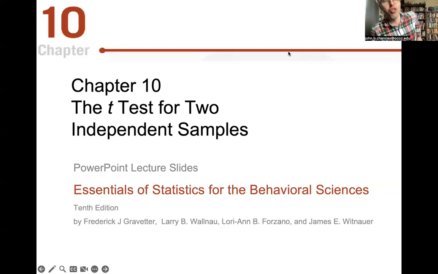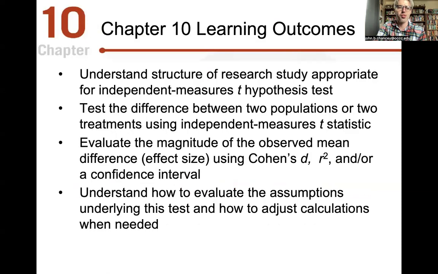Hey class, welcome back to Behavioral Statistics. We are moving into our 10th chapter of the course. This is kind of part two on t-tests. We looked at the basics of t-tests in chapter 9. We'll look at independent samples for chapter 10, then repeated measures for chapter 11. So it's kind of its own little subsection within the course. We're going to be looking at t-tests for two independent samples and going over that.